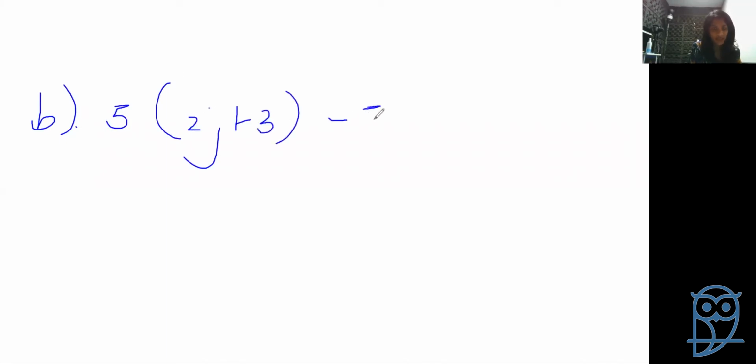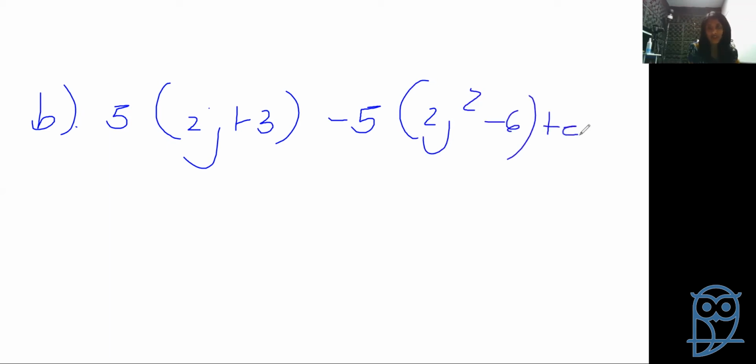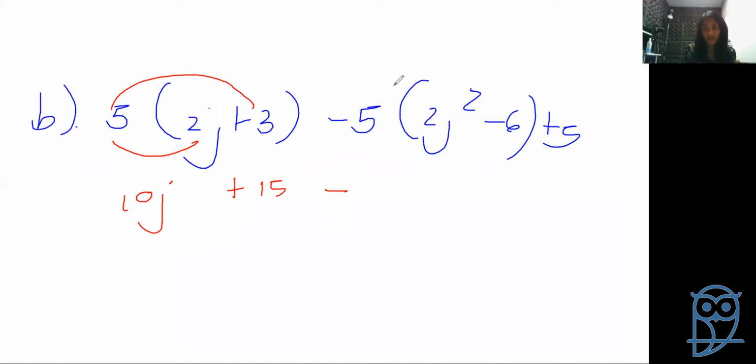Okay, let's do another one: 5 times (2j plus 3) minus 5 times (2j squared minus 6) plus 5. Once again, using BODMAS, we solve our brackets first. We expand our brackets, and 5 times 2j is going to give us 10j, plus 5 times 3 is going to give us 15. Then we're going to say minus, because there's the minus, 5 times 2j squared is going to give us 10j squared, plus 5 times 6 is going to give us 30, plus 5.